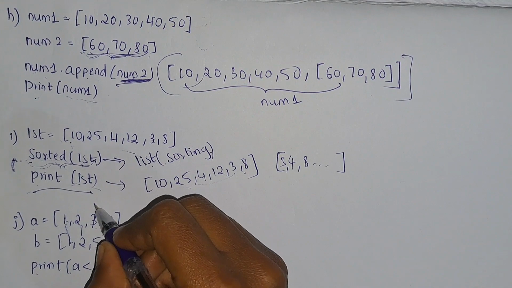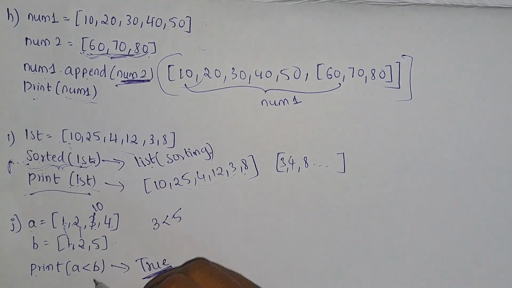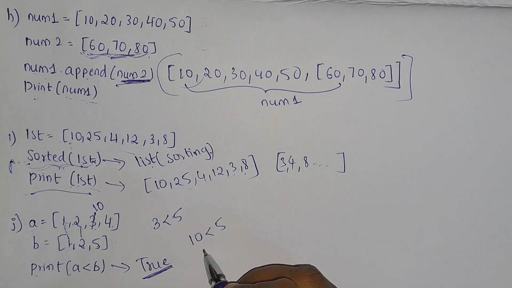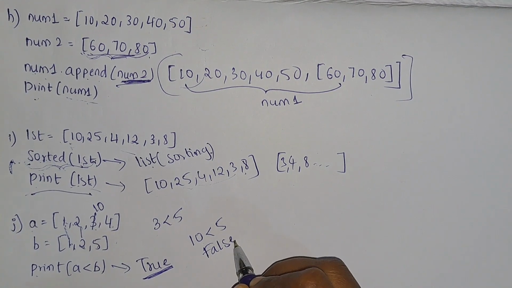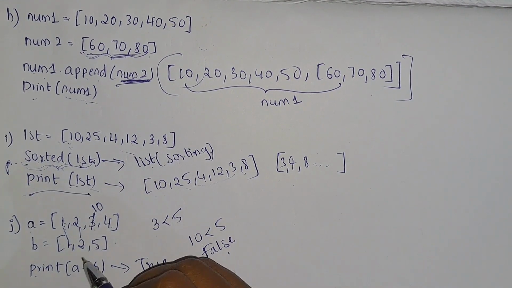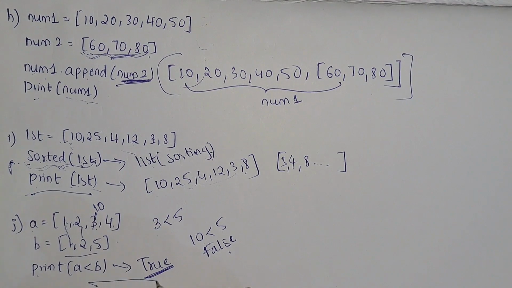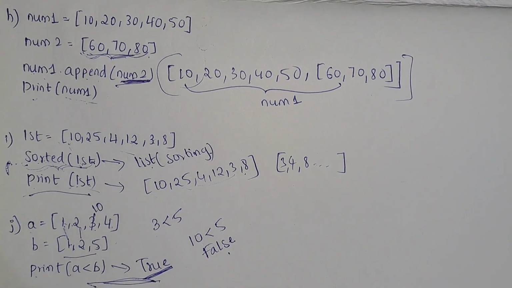In case you have 10 here and 5 there, 10 is not less than 5, so this will return false. I hope you got the concept. So for this given one, it will return true as the output.